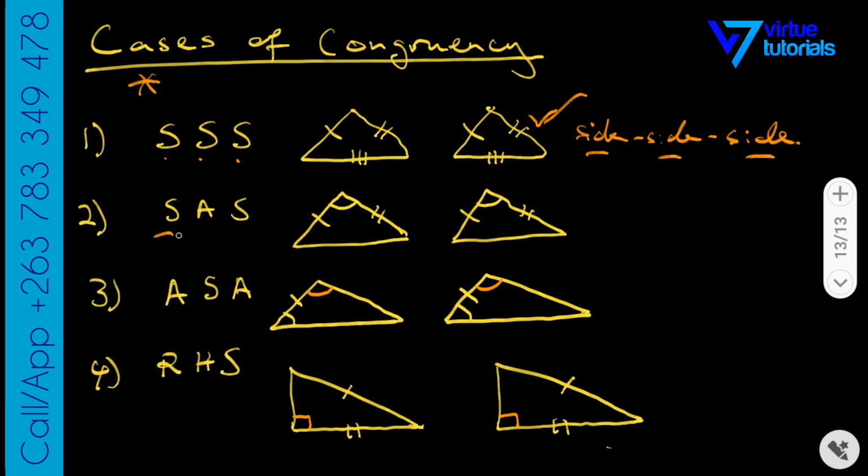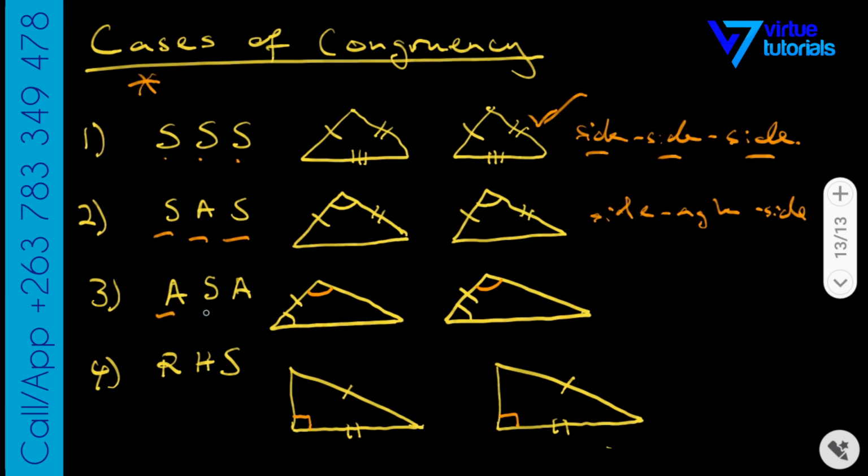The next one is SAS, right? This is side, angle, side. So what we're seeing here is that we have a side, angle, side combination which is identical to another side, angle, side combination, right? So imagine you had 4 centimeters, 40 degrees, and 5 centimeters. If you have 4 centimeters, 40 degrees, and 5 centimeters, if those angles are matching and the sides are matching, then you automatically know that those shapes are also congruent.